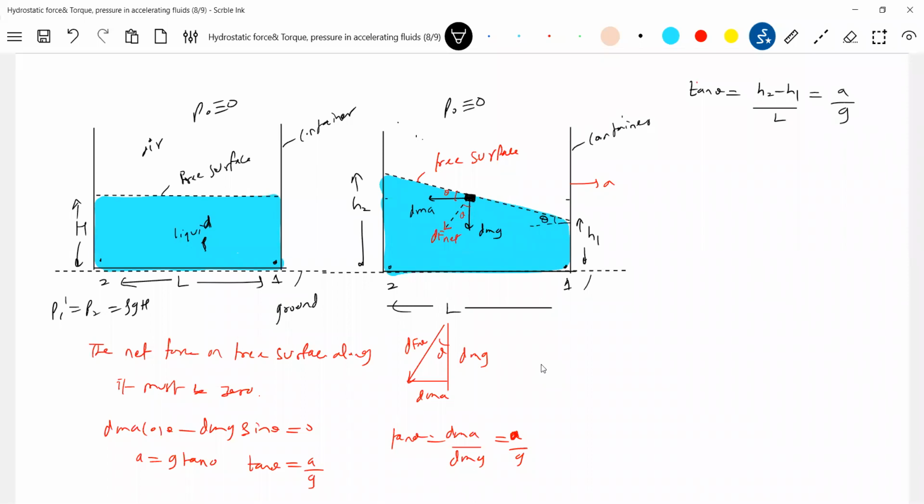Okay, next, one more thing. What about the pressure variation? Where will the pressure be more? Pressure at 2 will be more here. So here we'll go for one more: let me assume a small cylindrical column at the bottom of the container.